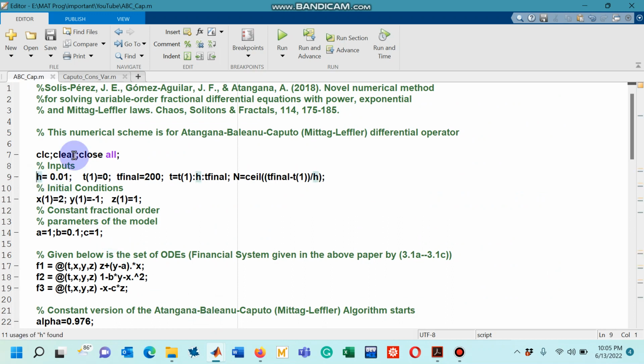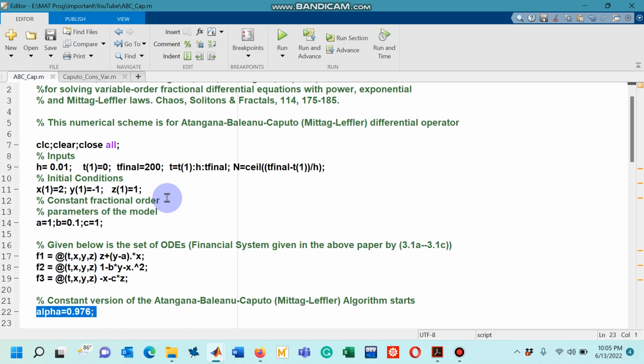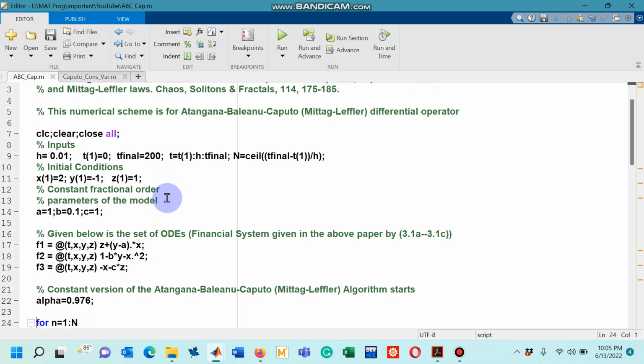In the code, line number 9 is a required input. It is the step size, some value for the independent variable initial and the last value, so you have this integration interval and the chosen number of iterations. Line number 11, initial conditions. Line number 14, required parameters of the model, and these parameters I have taken from table 1 of the research paper. And lines 17, 18, 19 are the governing system called the financial system given in the research paper. Line number 22, this is our fractional order that I have taken as a constant, arbitrarily chosen by me, 0.976.